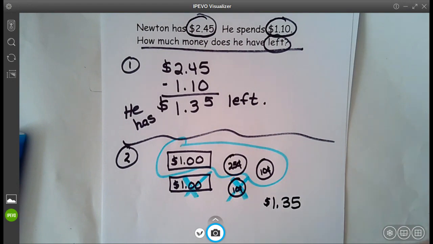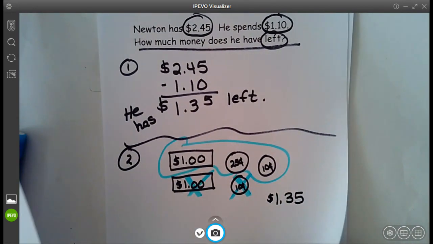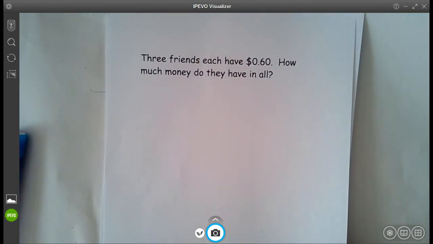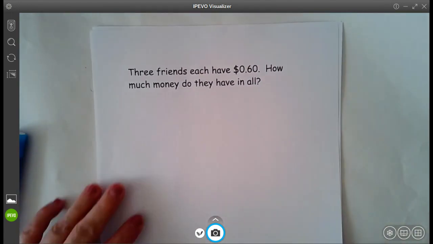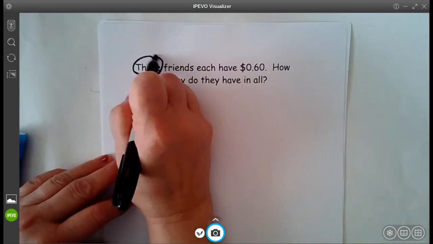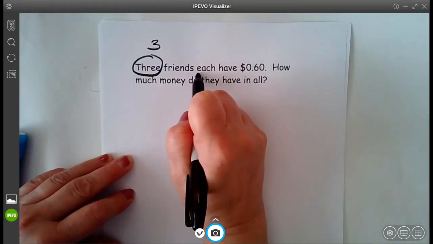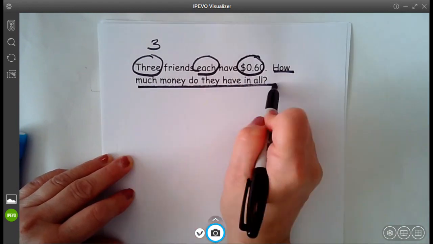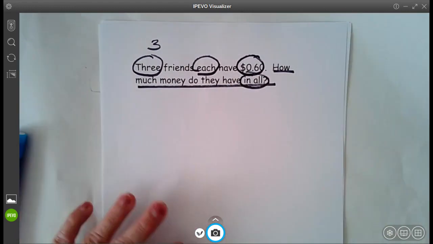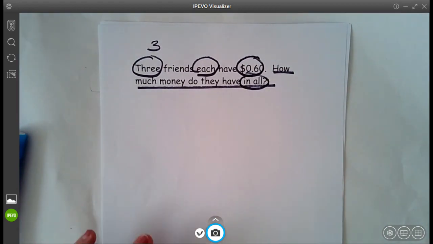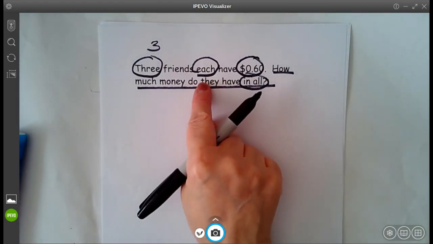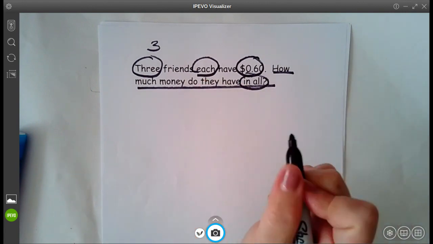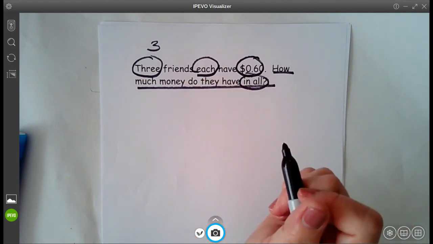All right, moving on. Let's go and do example number 3. 3 friends each have 60 cents. How much money do they have in all? 3 friends. 3. Each is important. 60 cents. How much money do they have in all? All right. So this, to me, is a multiplication problem because of the word each. But hopefully you recall that multiplication is just repeated addition.